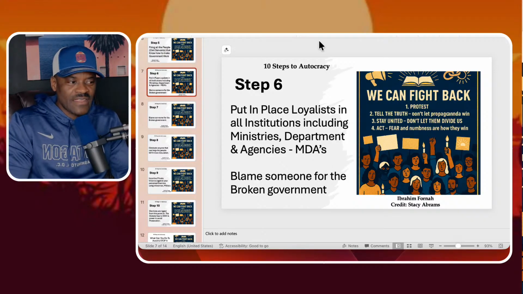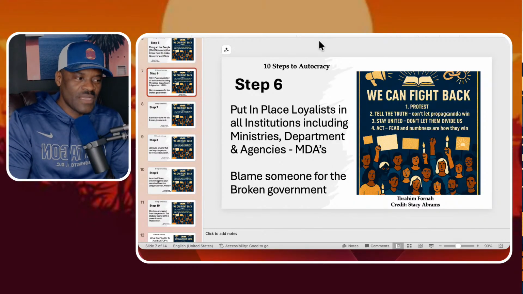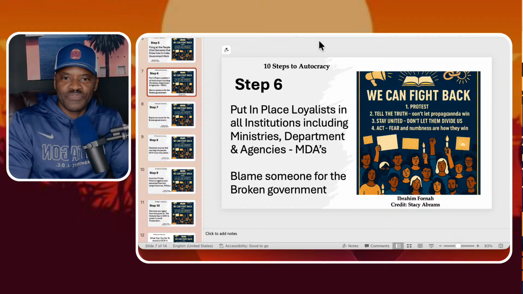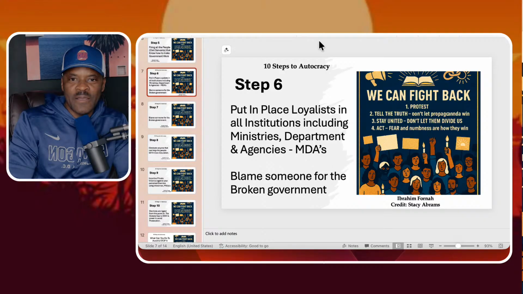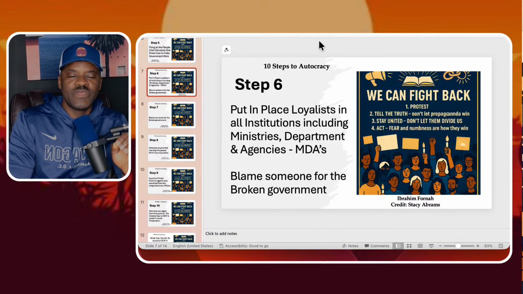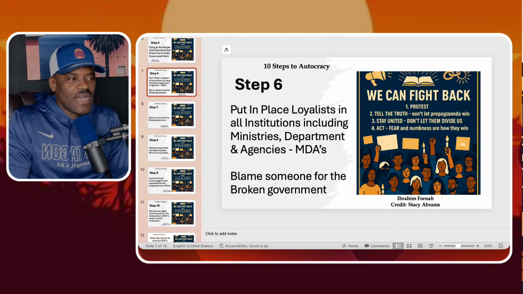So we've seen that, and then they start blaming someone for the broken government. Now they've put all these loyalists in place. Nothing is working. Systems are broken down. And the people that have the experience that know what to do are no longer there. They're no longer available to do these jobs so that they can meet the needs of the people and take care of the ministries, the departments, and agencies. They start to blame their predecessors. Oh, it was those ones. It wasn't us. Oh, it was that one.